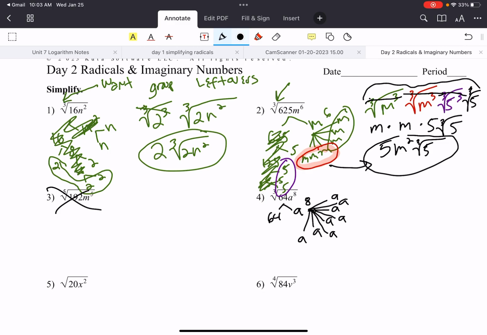How many do I want to group together at a time? Is it still 3? Yeah, on this example it is. So there's a group. And there's a group.